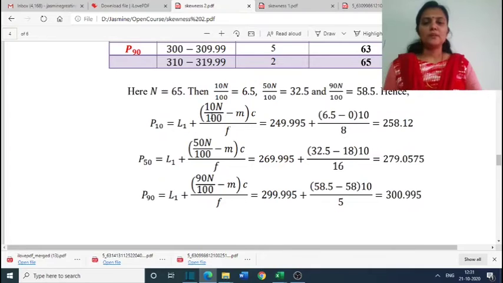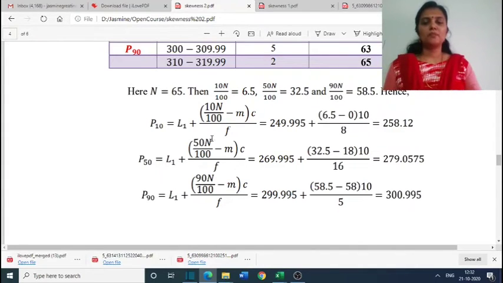P10 is L1 plus 10n by 100 minus m into c by f, which is equal to: P10 class lower limit 249.995, 10n by 100 is 6.5, m is the cumulative frequency just above the class. So this is the first class, so m is 0. C is equal to 10 divided by 8, which is equal to 258.12.